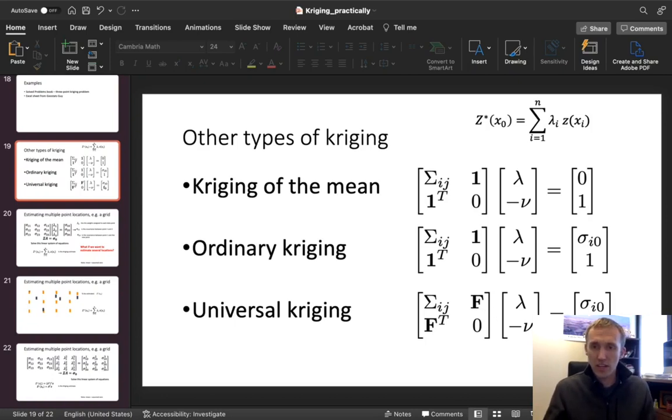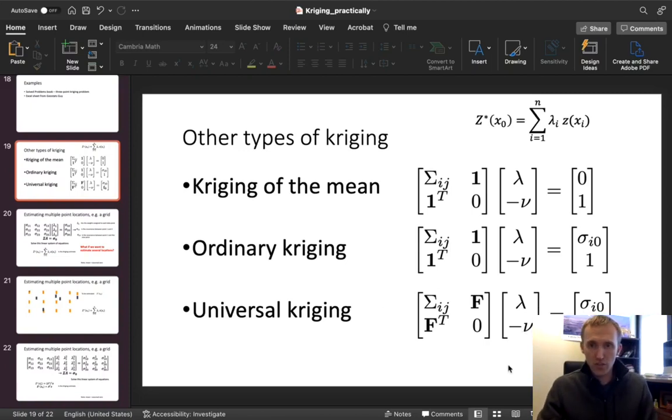And then here in this little f, you would have your 1 and x and y value of your new point location, wherever that's located. And so you would solve for this system of equations, which again gives you the lambdas. And in this case, this nu here turns into a vector, so we have a whole vector of new values.